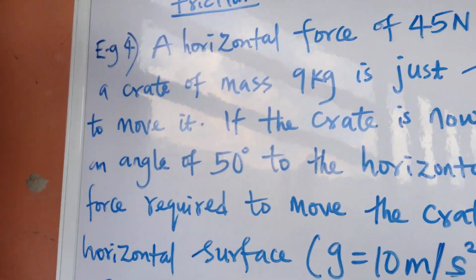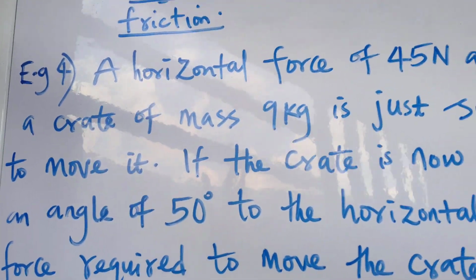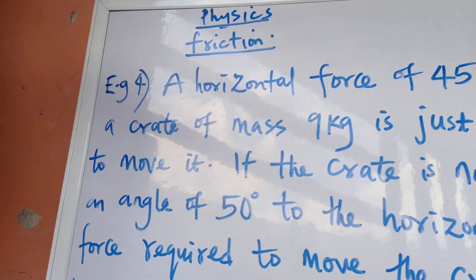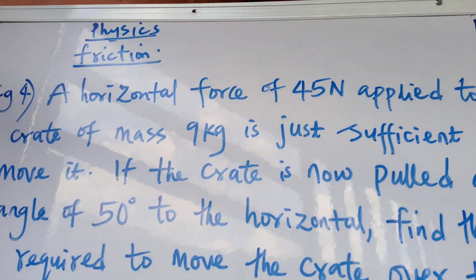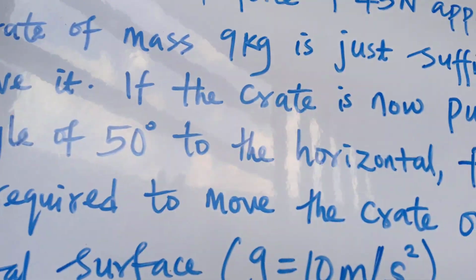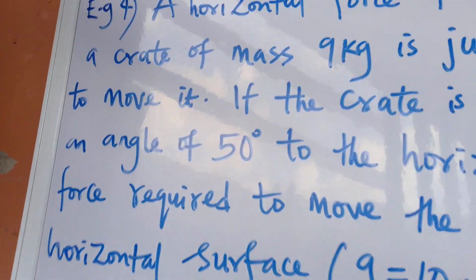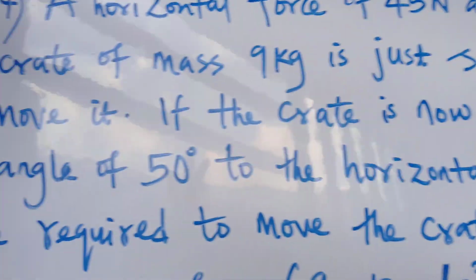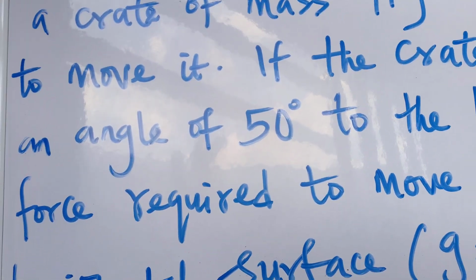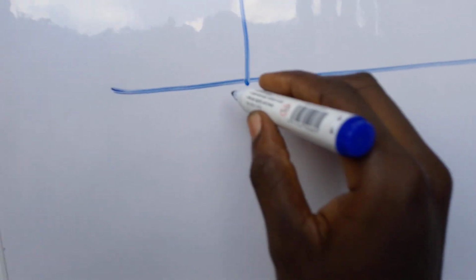So we have another question on the board, still on friction, an important topic in physics. The question says a horizontal force of 45 Newton applied to a crate of mass 9 kilogram is just sufficient to move it. Let's look at that first statement: a horizontal force of 45 Newton applied to a crate of mass 9 kg. So we assume that this crate, which is a block, is placed on a horizontal surface.